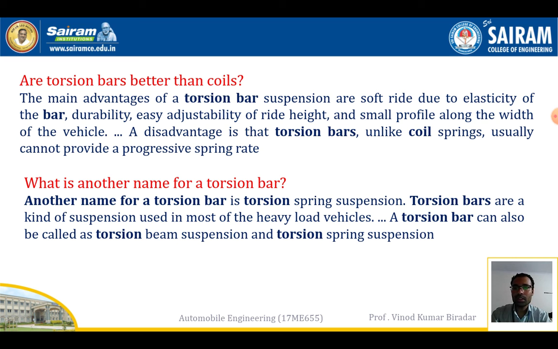Okay, what is another name for the torsion bar? In some vehicles the torsion bar is also called by other names. Another name for torsion bar is the torsion spring suspension system. The torsion bar is a kind of suspension used in almost all heavy load vehicles, and it can also be called torsion beams, torsion bar, or torsion spring suspension system. These are the different names of the torsion bar.